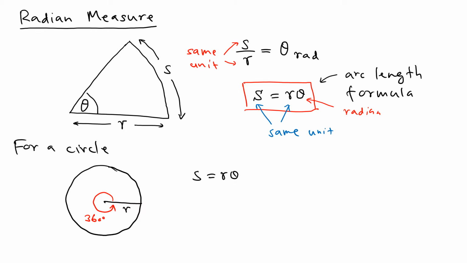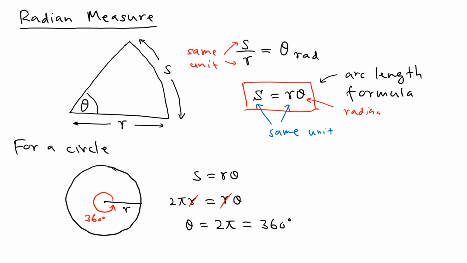So let's plug in. For radius r, we know the circumference. We just found that it equals 2 pi r. On the other side, this is r times theta. You can see that r gets cancelled, so you get the angle theta is exactly equal to 2 pi. But we know that in degrees, this angle is 360. So those two have to be the same.